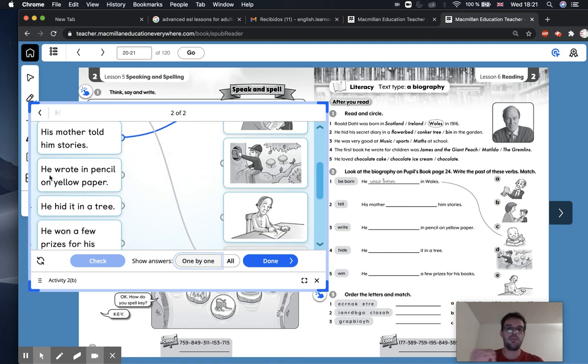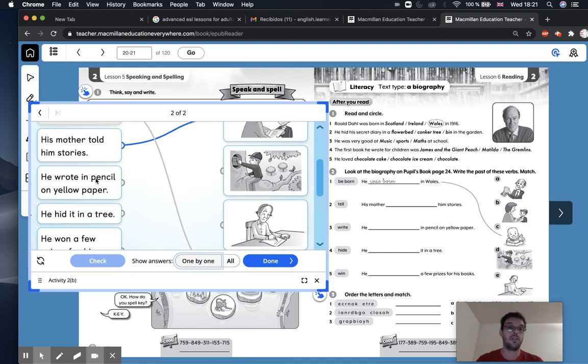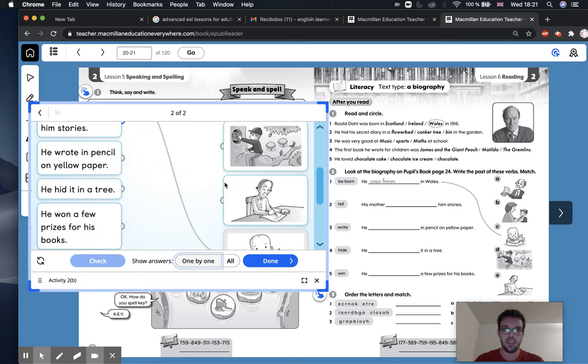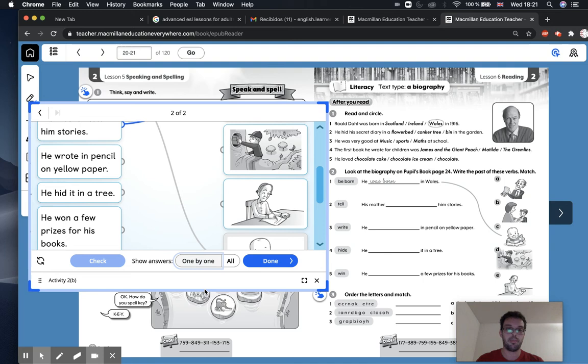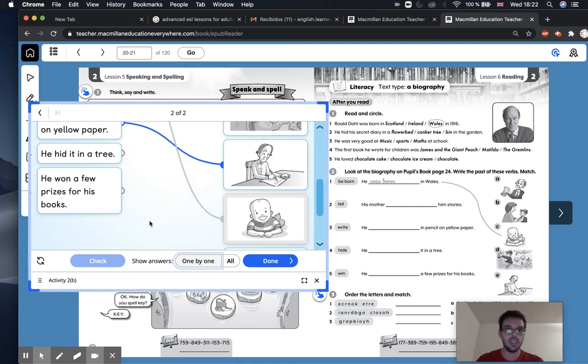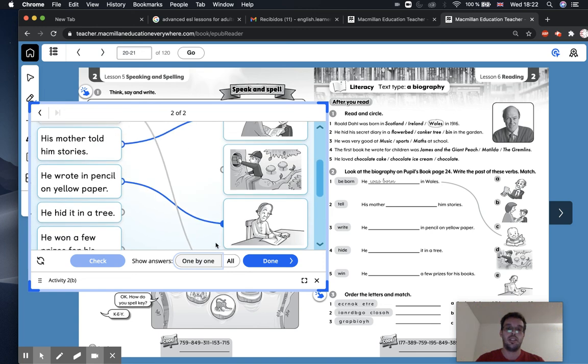The next one says he wrote in pencil on yellow paper, right? He wrote in pencil, wrote, escribir. So which picture is he wrote in pencil on yellow paper? That's right, that's this picture, okay? So you can see here, we make the line. The next one, he hid it in a tree. Hid, esconder, right? He hid it in a tree. That is this picture, right? So we can do a line here.